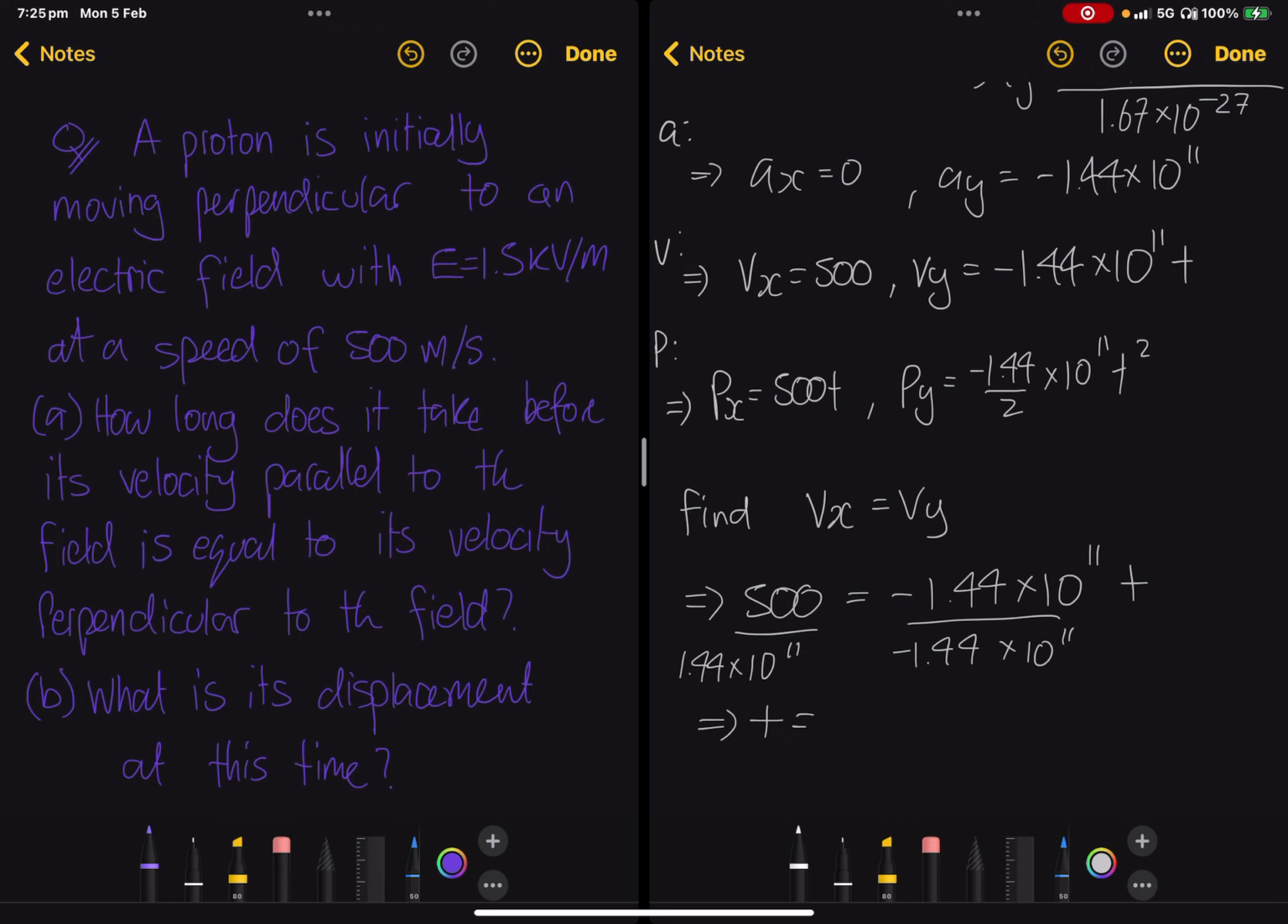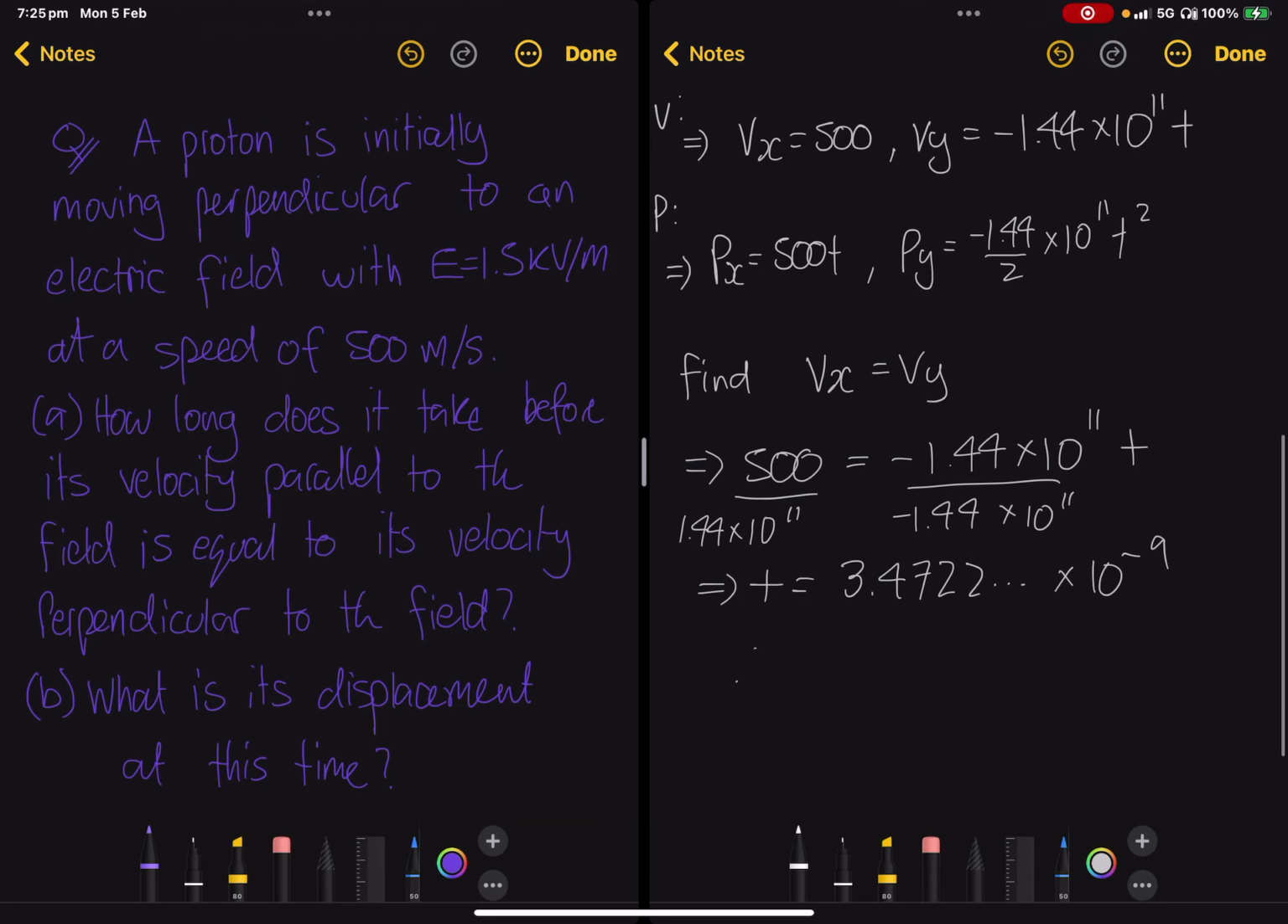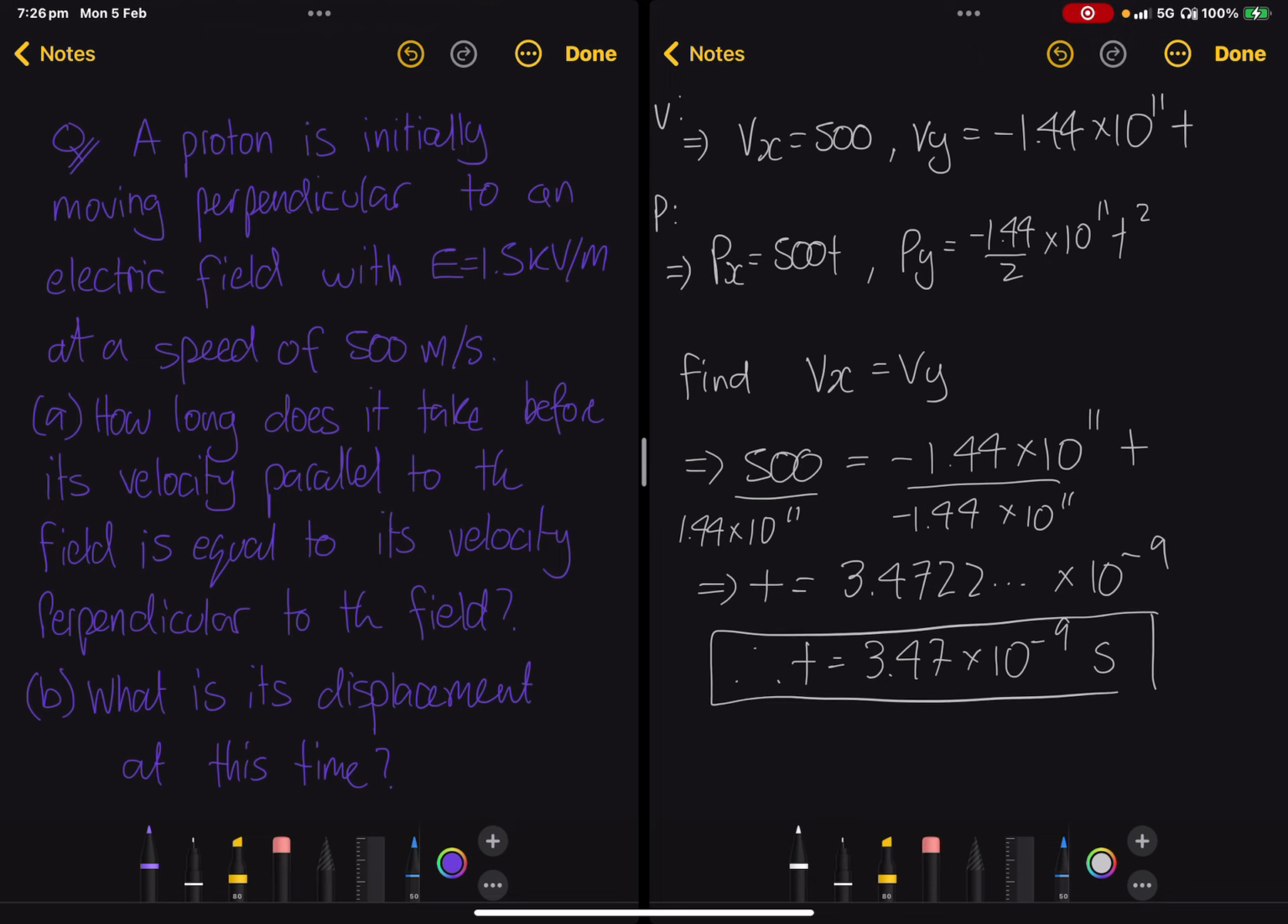500 divided by 1.44 times 10 to the power of 11. My calculator tells me this is 3.47 times 10 to the minus 9. 3.4722... times 10 to the minus 9. So therefore, the time taken is about 3.47 times 10 to the minus 9 seconds. So it doesn't take very long.